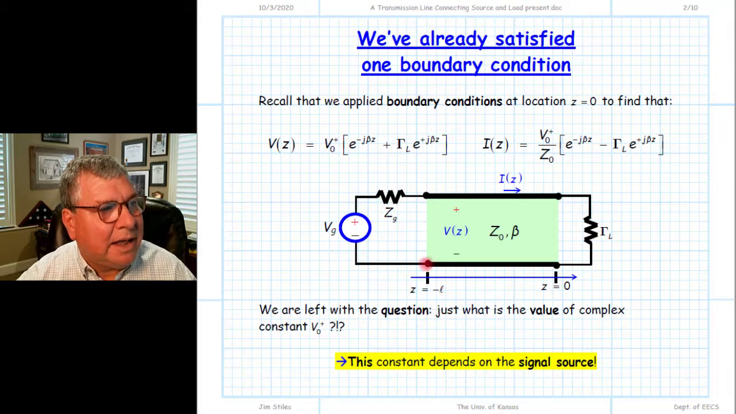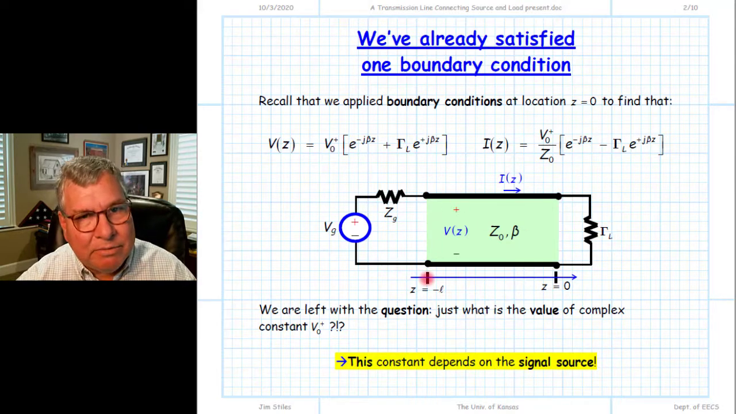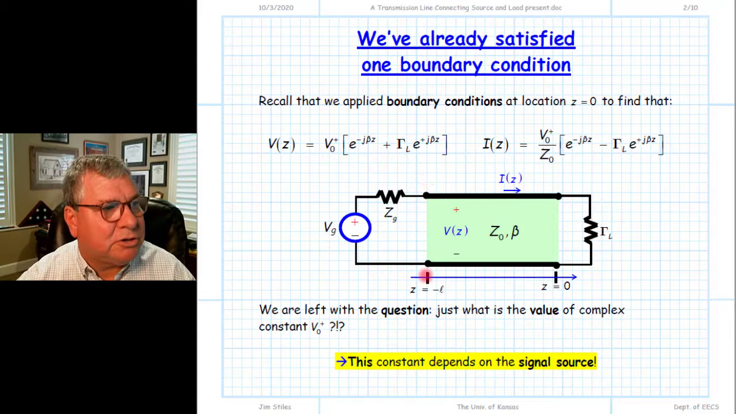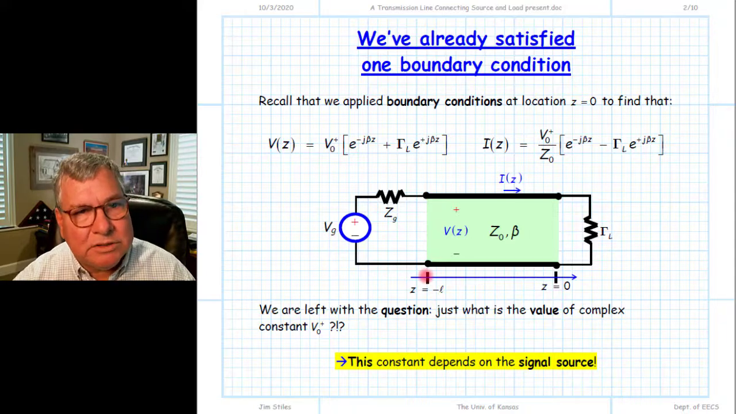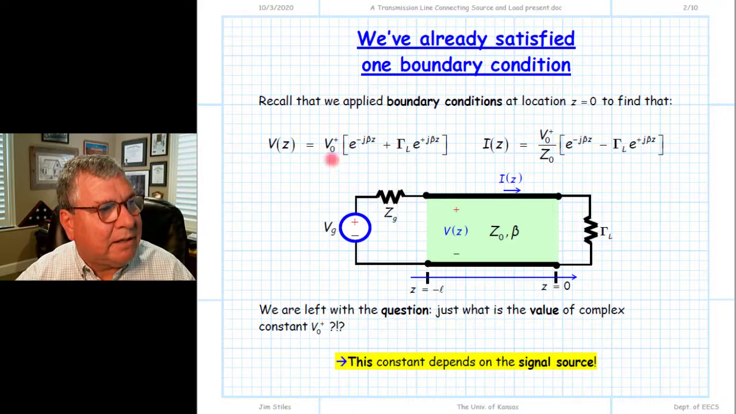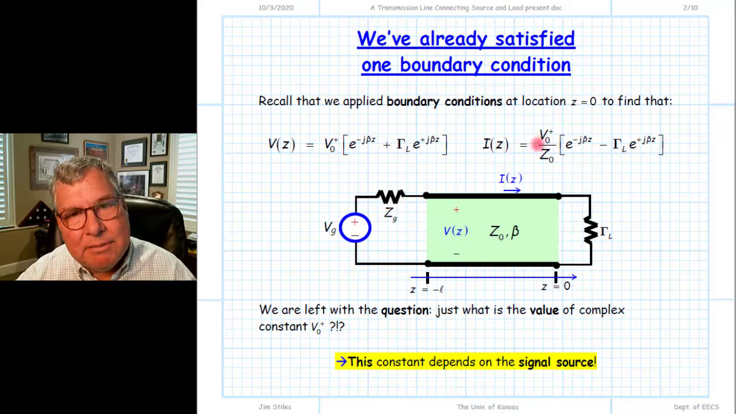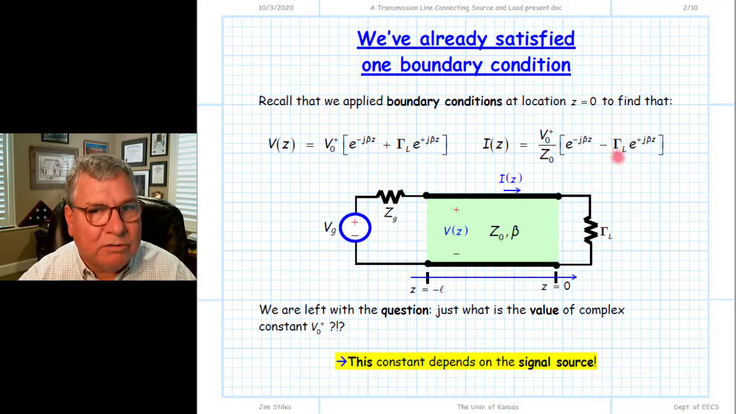Let's go ahead and take our results of the first boundary condition analysis at z equal to 0 and apply it to our second boundary condition analysis at z equal to minus L at the beginning of the transmission line. When we do that, we'll have enough equations where we can solve explicitly for V0 plus, and once we have that, then we will have explicit equations for total voltage and total current.